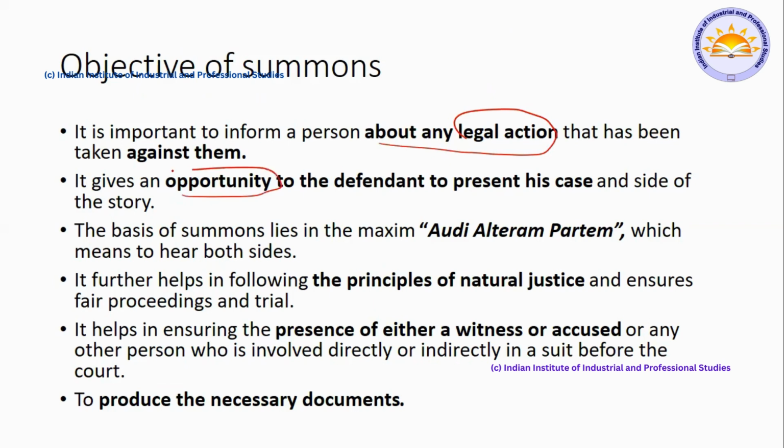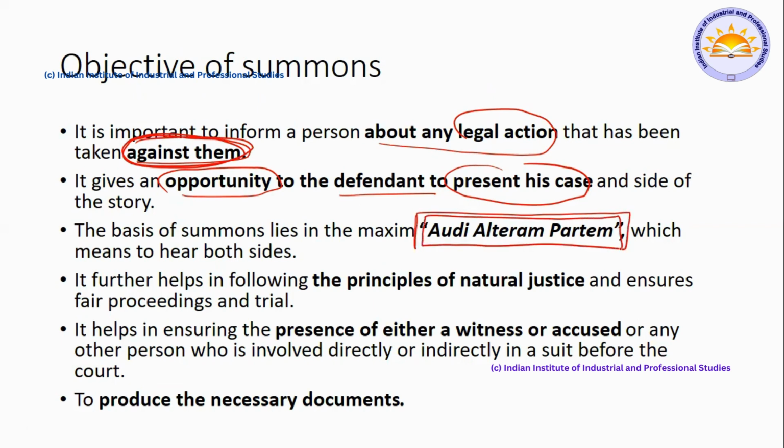It is an opportunity given to the defendant to present his case against the claims that the other person has made against him, and it revolves around the concept of audi alteram partem, that is, the right to be heard. Next, if the summons are served, it has to follow the principles of natural justice, that is, the right to be heard, very important. Next, presence of either a witness or accused.